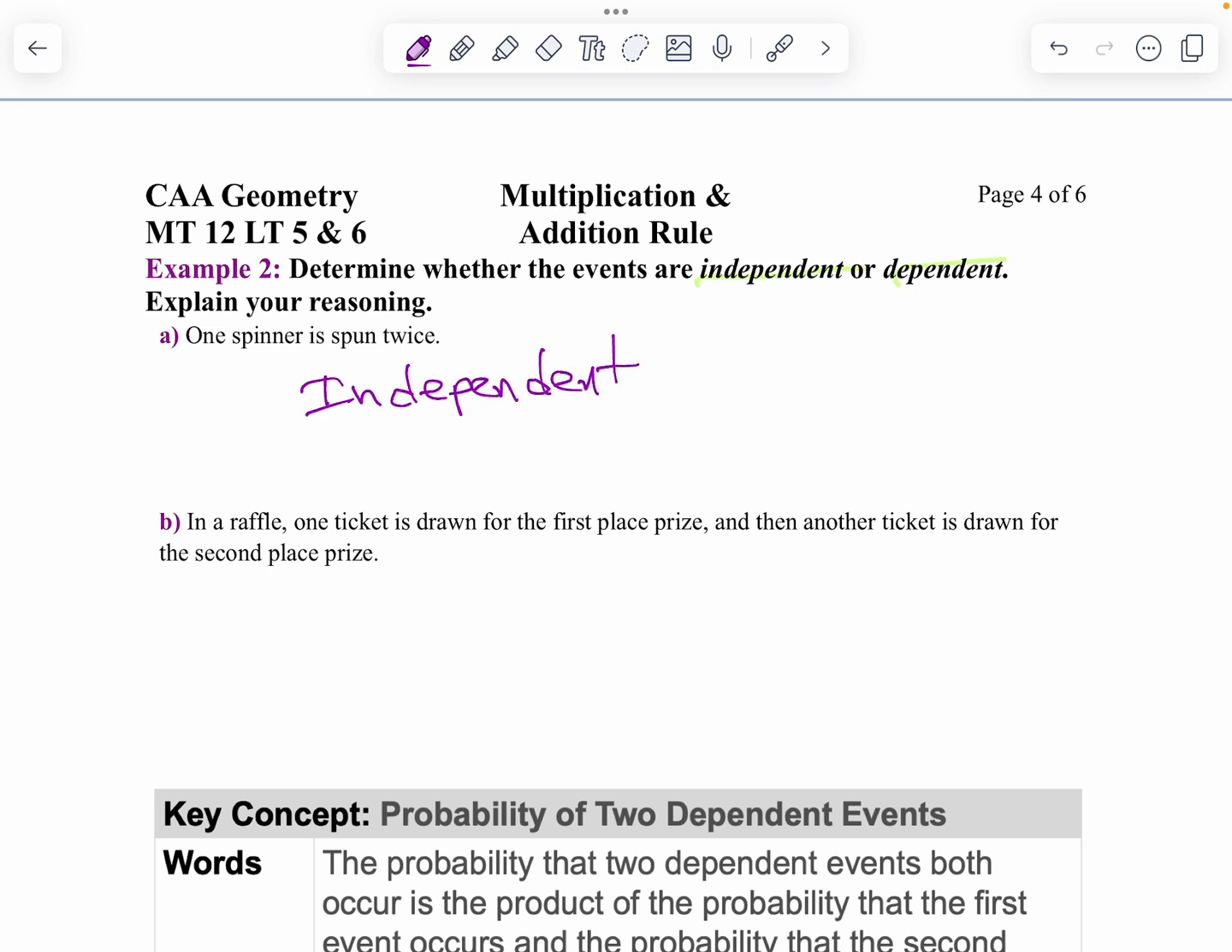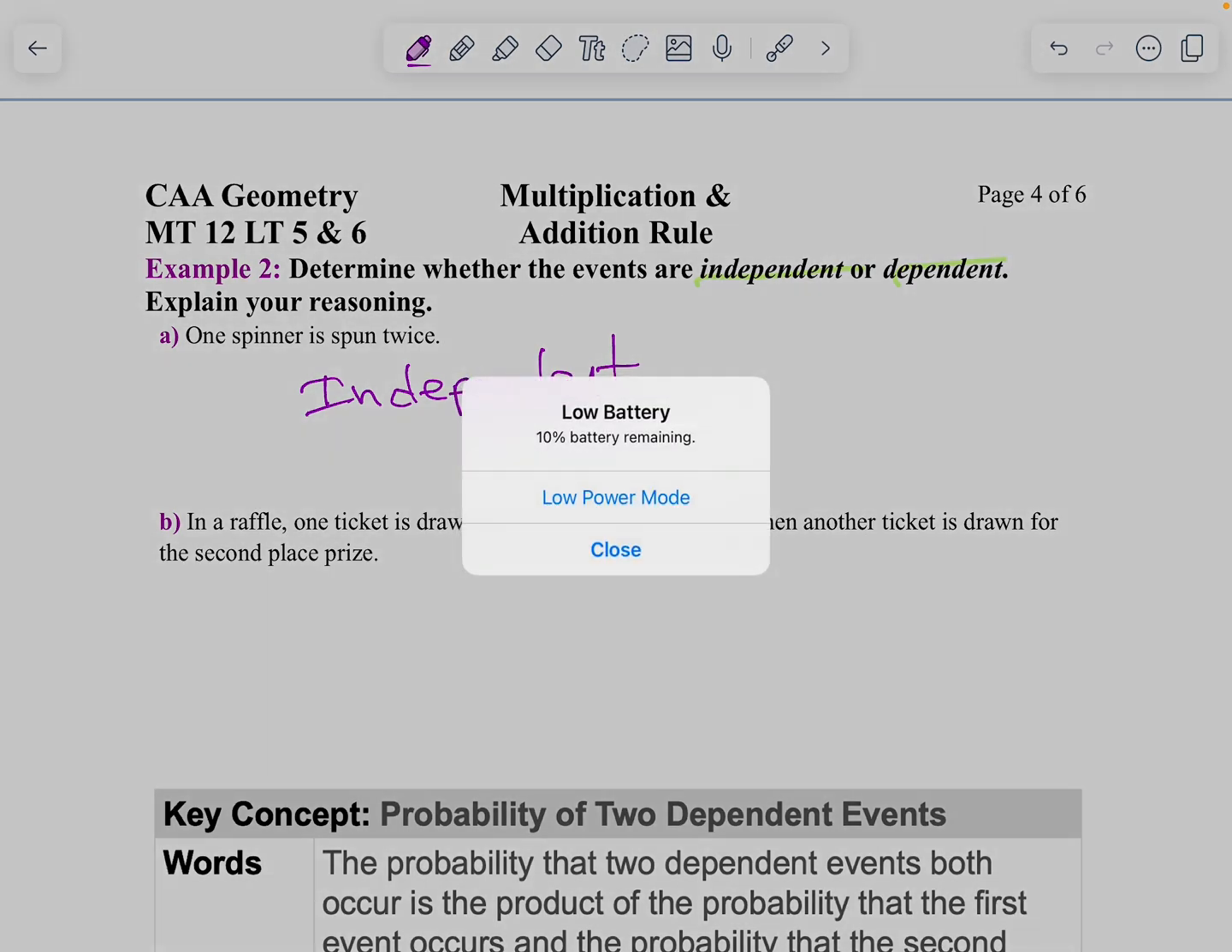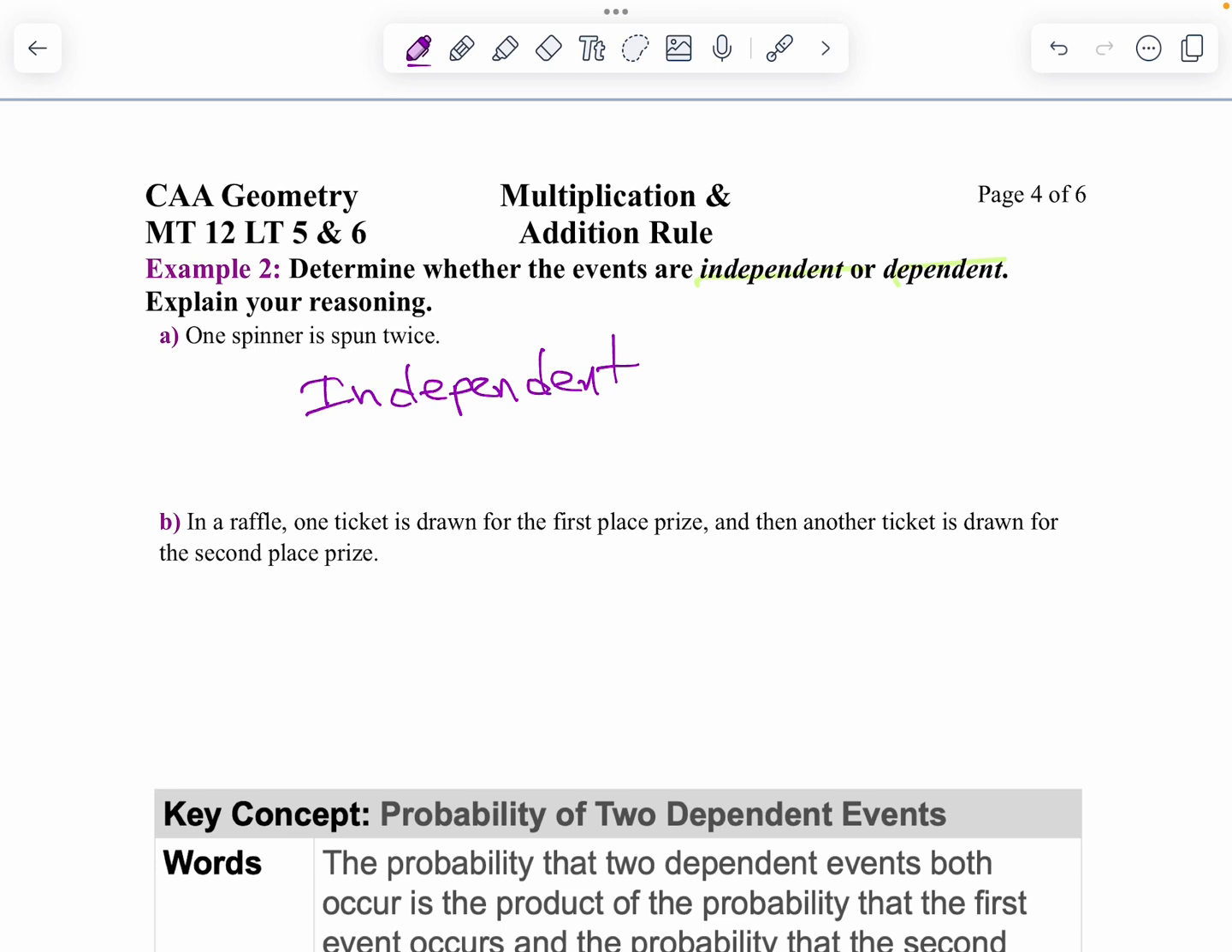And then if I look at example B, in a raffle ticket, one ticket is drawn for first place, and then another ticket is drawn for second place. Well, since I'm going to keep the first ticket out, that affects the probability of the second place, so that's dependent because there are fewer outcomes the second time around because of what happens the first time.